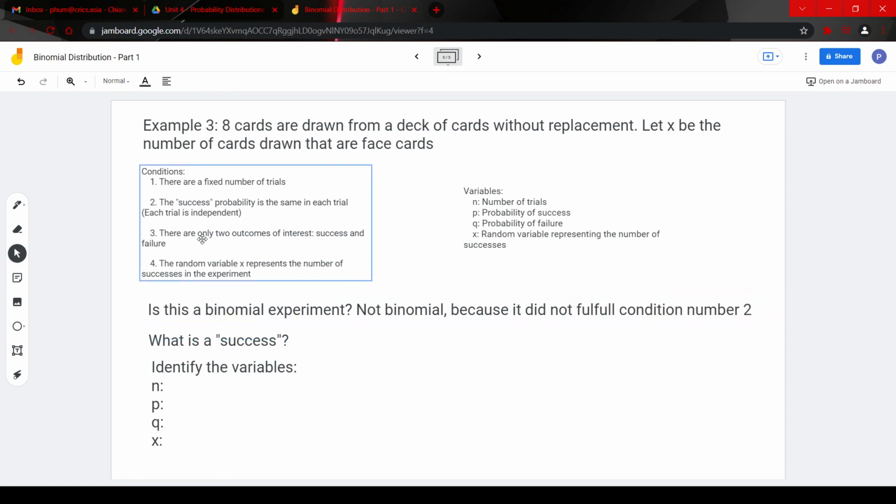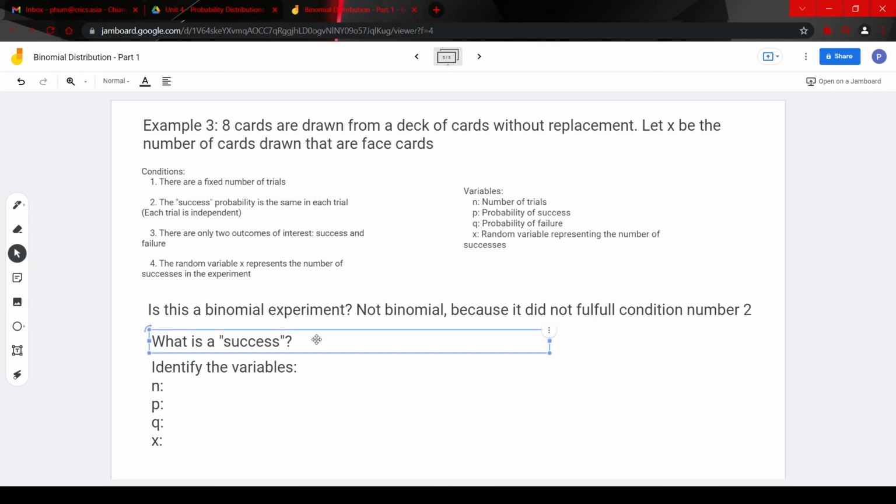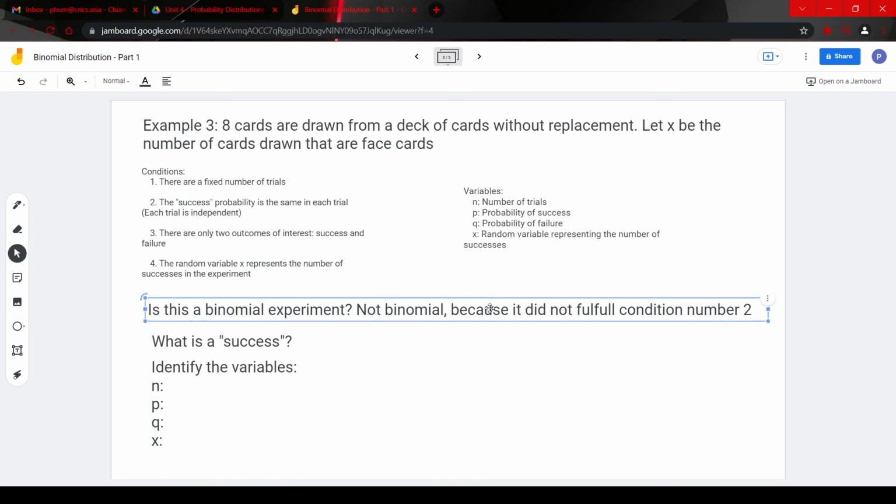We can also move on and see, did it fulfill number 3? In this case, yes. A success is drawing a face card. A failure is not drawing a face card. Number 4, number of successes. In this case, number 4 is also fulfilled. So this example does fulfill 3 of the 4 conditions, but it didn't fulfill all of them. So it is not binomial. If it is not binomial, you don't have to answer these questions because it will be impossible to identify some of them. So in this case, this will be not binomial.